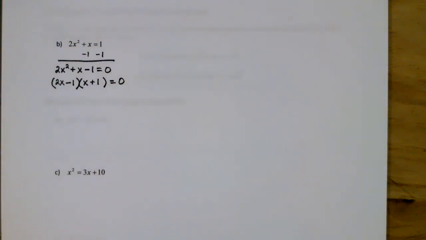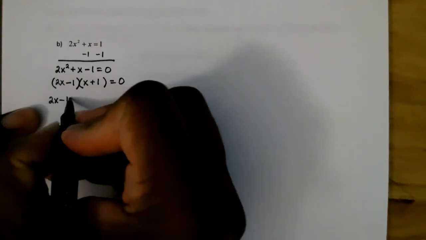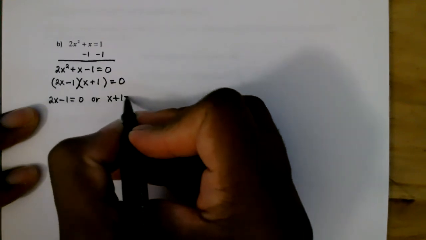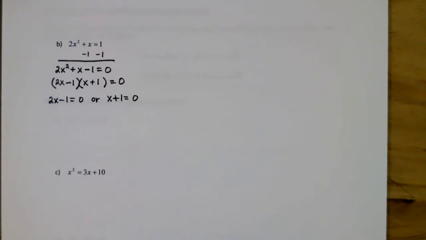Now the next step would be to set each factor equal to 0 using the zero product principle. So this means 2x minus 1 equals 0 or x plus 1 equal 0. So here I have two equations. Now each equation I'm going to solve for x.